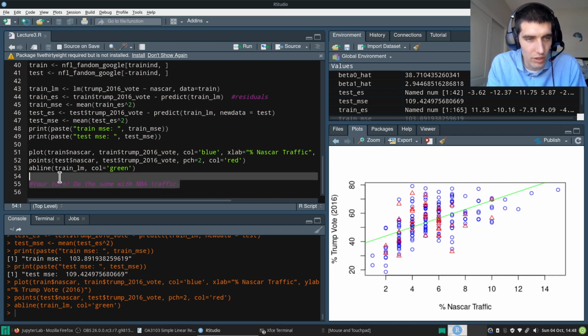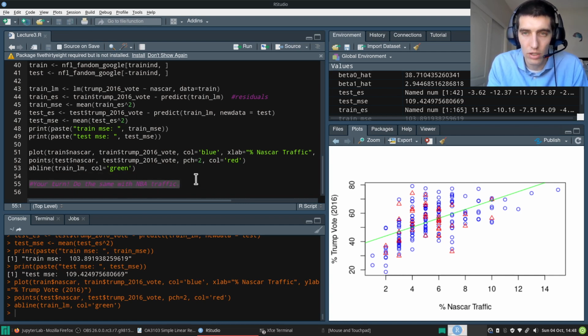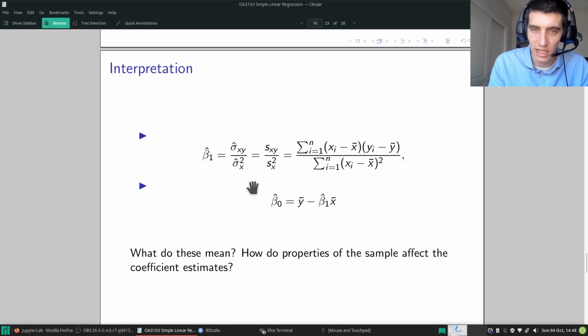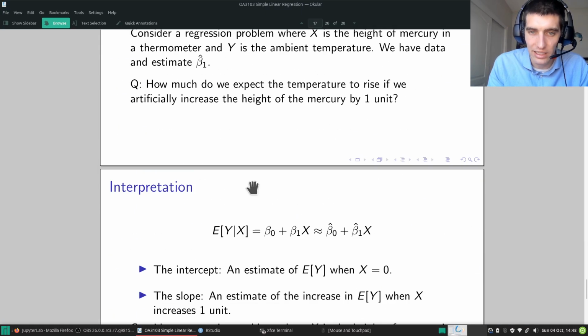I have a little encouragement at the end of this R code. This R code is posted on the course Sakai site, but I encourage you to do the same with the MBA traffic, just to get yourself comfortable with this code, because there's a lot going on here with training MSE and all these things. Okay, so let's jump back to the slides. I believe I have only one or two more slides here.